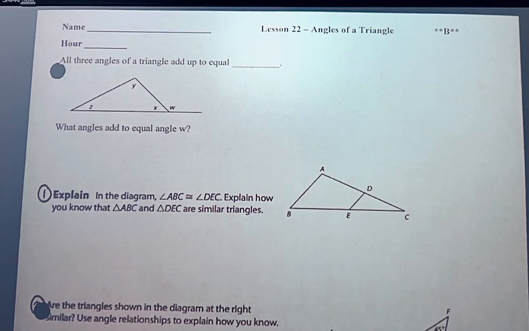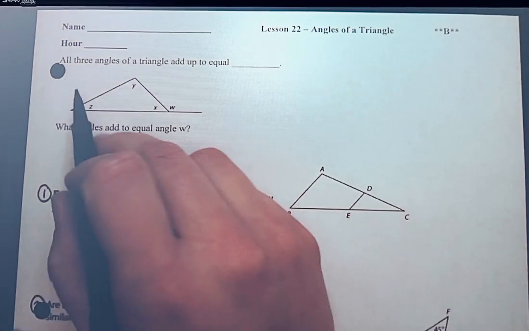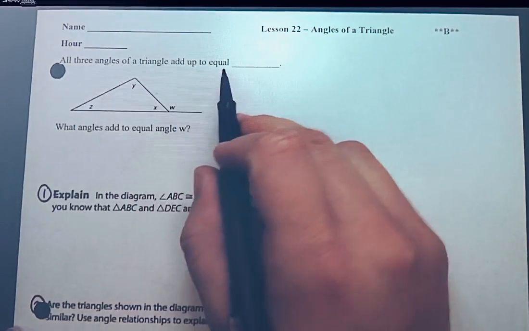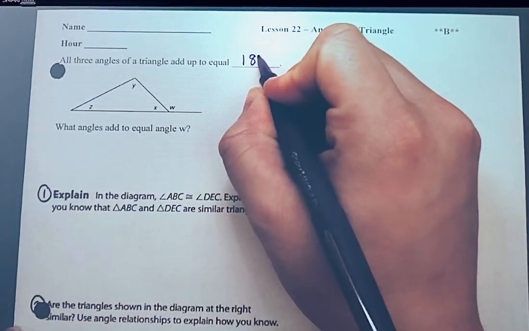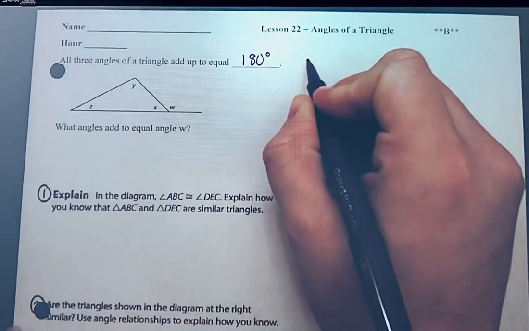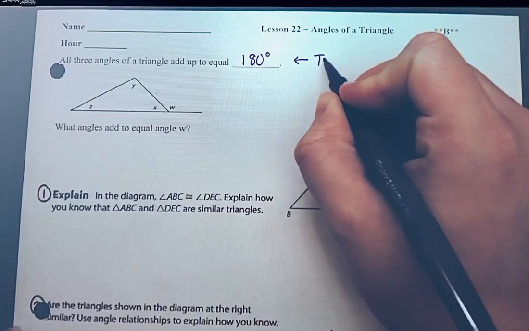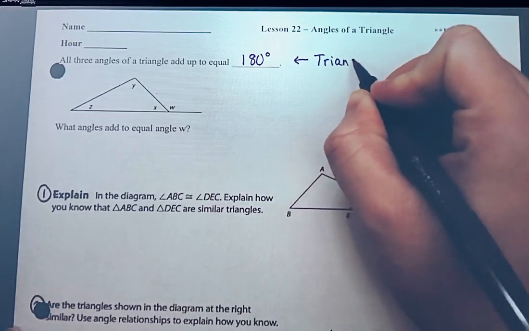Angles of a triangle. All three angles of a triangle add up to equal 180 degrees. This is known as the triangle sum theorem.